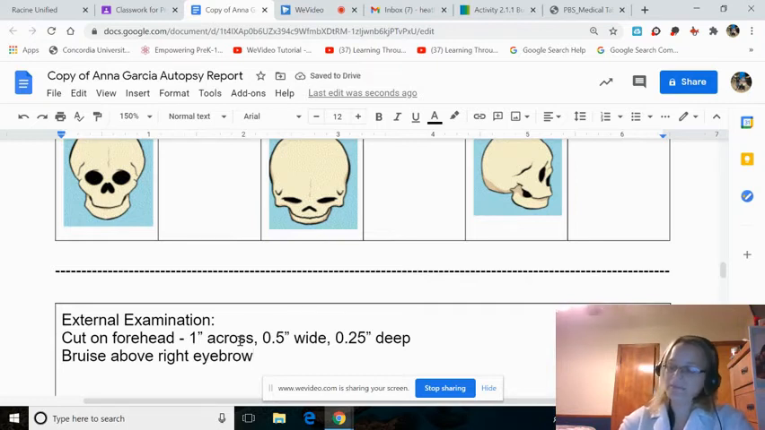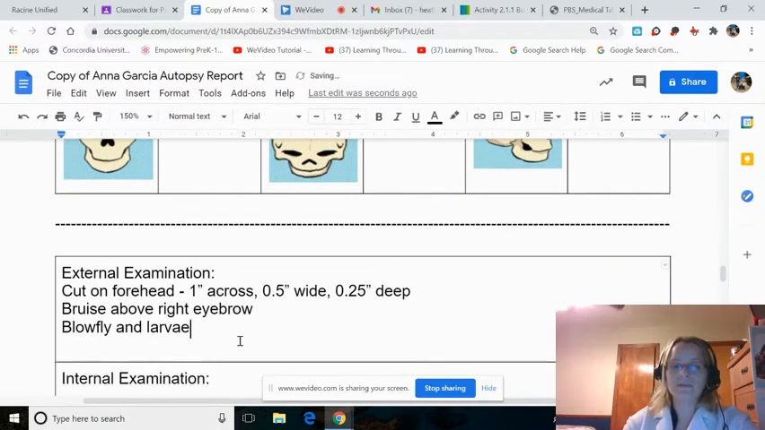Let's see. Oh, the blowfly and the larvae. We're going to mention, even though we didn't talk about that. Sorry, guys. I really should have brought that up, but it is what it is.